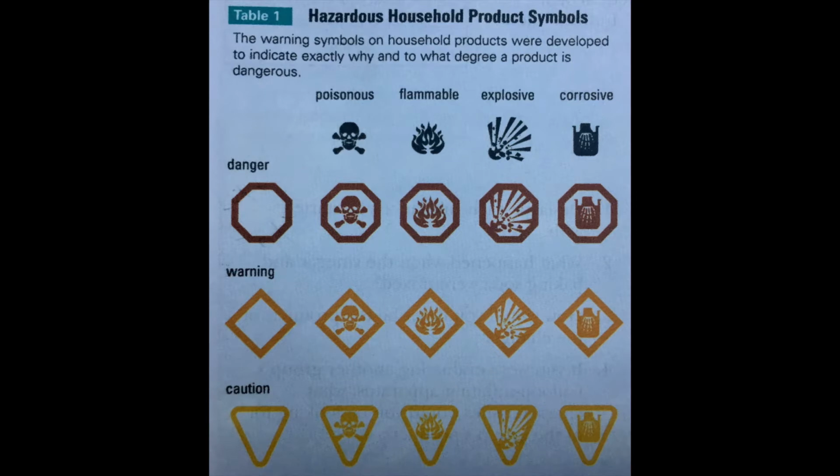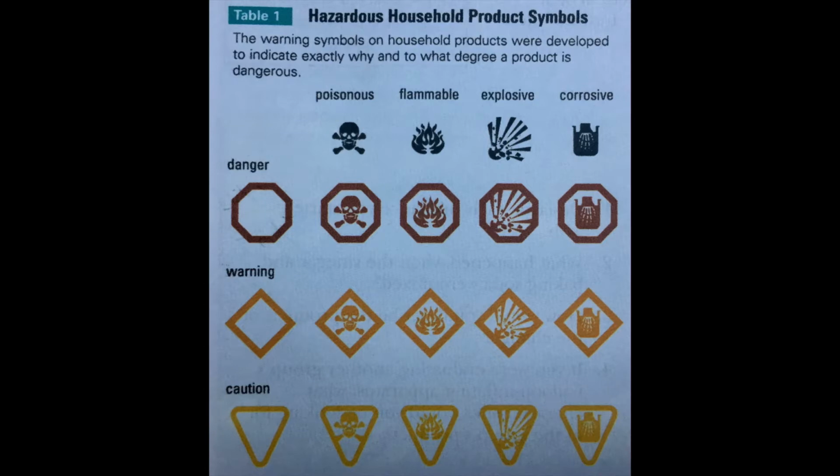This is Table 1, hazardous household product symbols. The warning symbols on household products were developed to indicate exactly why and to what degree a product is dangerous. Do you see the top row? It says poisonous with a skull and crossbones. And then it has flammable, kind of like a little fire there, explosive, like a little explosion, and then corrosive, kind of a, not quite sure what it is, but it doesn't look good.